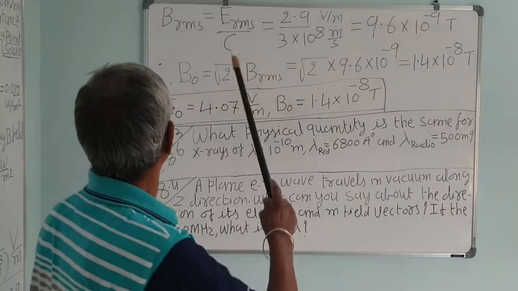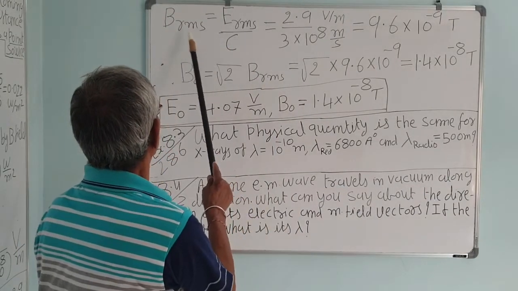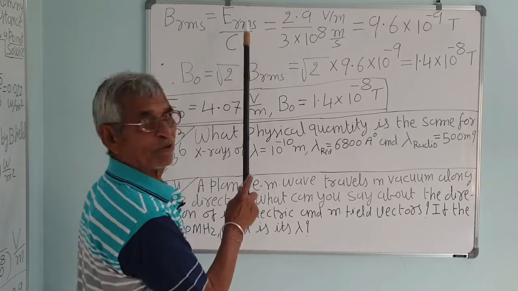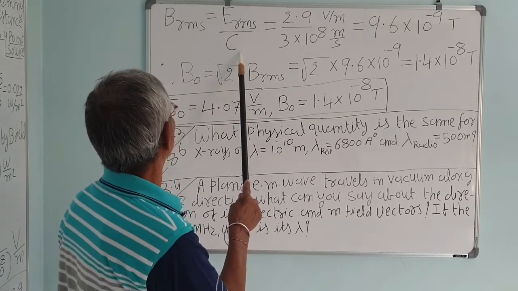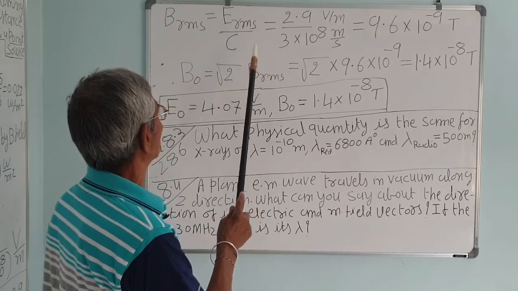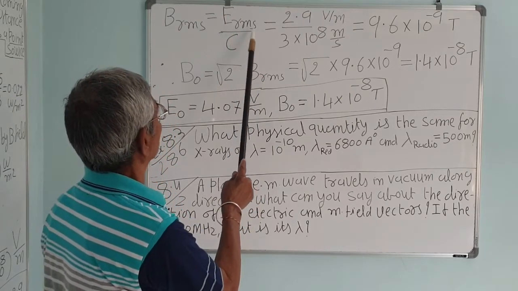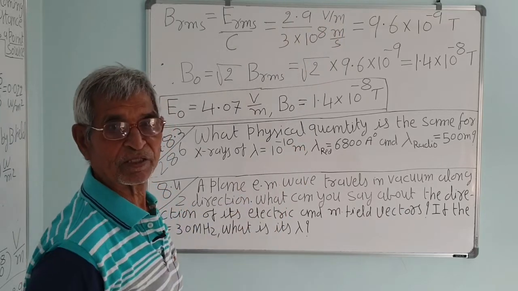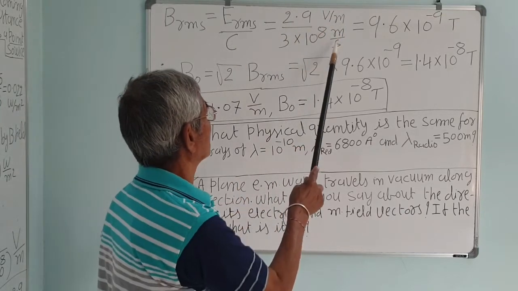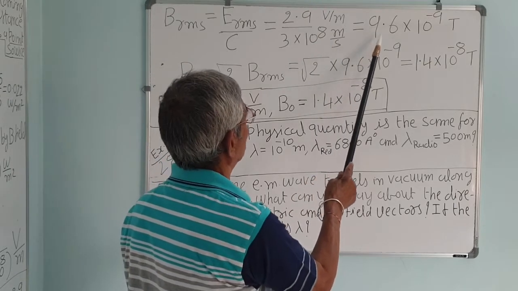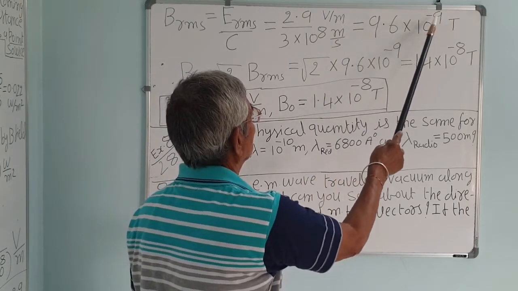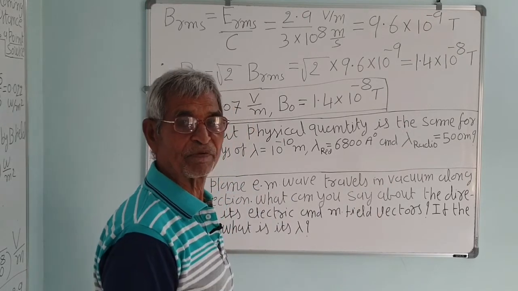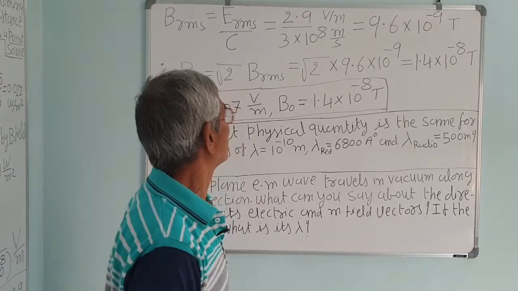Now the magnetic field. The root mean square value of the magnetic field is equal to the root mean square value of the electric field upon C. The electric field is much stronger. So 2.9 volt per meter, already calculated, upon C, the velocity of light, 3 into 10 raised to 8 meter per second. That comes about 9.6 into 10 raised to minus 9. The unit of magnetic field is Tesla, and the unit of electric field is volt per meter or Newton per Coulomb.